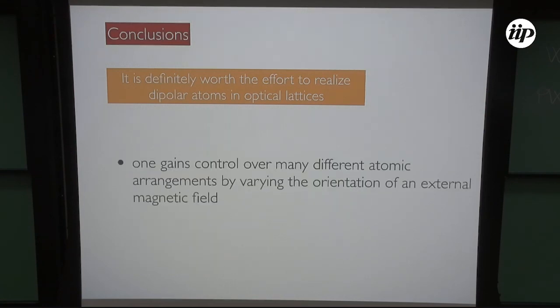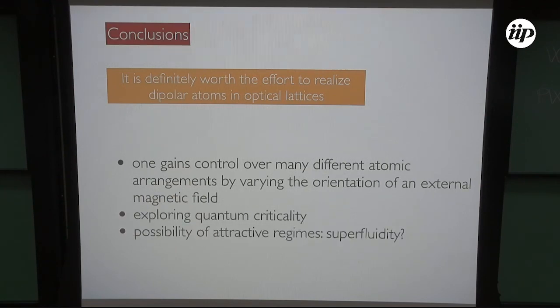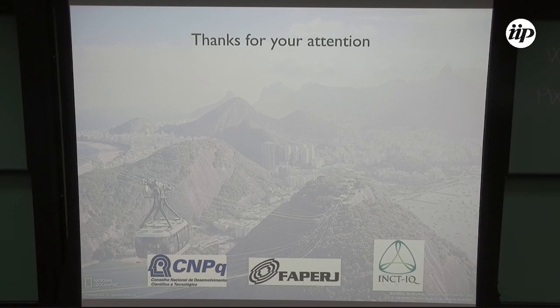And so by keeping U fixed and not letting the interaction explode at the origin, we allowed for a double occupation that allows all these charge ordering phases that would not be there if this was not possible. So by varying the angles, we have different ordered phases. And we can explore quantum phase transitions from one to the other. If we consider attractive, that could be some superfluidity. And thank you for your attention.